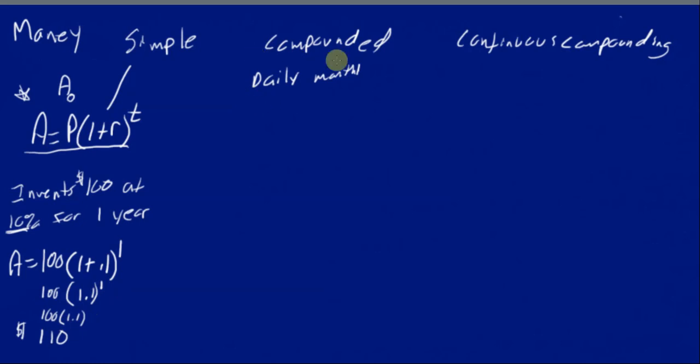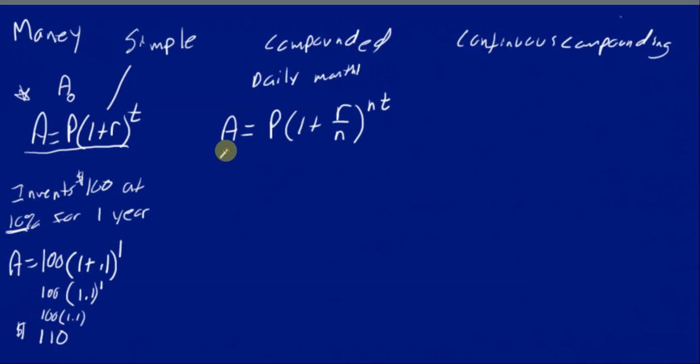Out in the real world, it's compounded. And really, it's not even compounded daily, monthly, or anything like that. It's compounded continuously. But we'll talk about that one in a bit. Our formula here is A equals P times 1 plus R over N, raised to the NT. So you can see it's the same exact formula, except the R is divided by N and the T is multiplied by N.